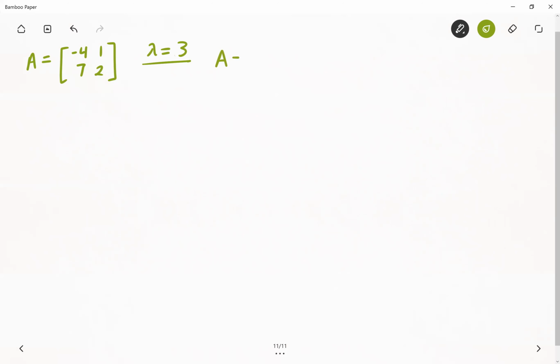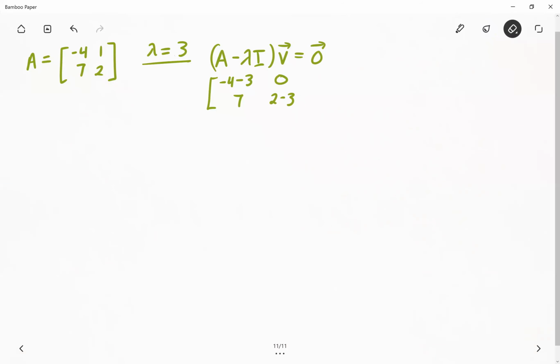So we have A minus lambda I times some vector v is equal to the 0 vector. Let's go ahead and calculate that out. So A minus lambda I is minus 4 minus 3, 0, 7, and 2 minus 3. Wait, why did I put a 0 up there? That should be a 1. Right, this times v1, v2 should equal the 0 vector.